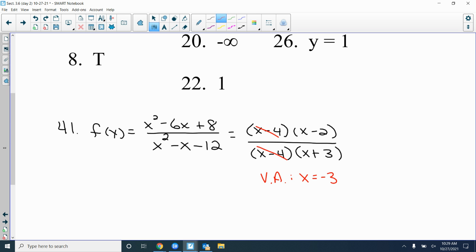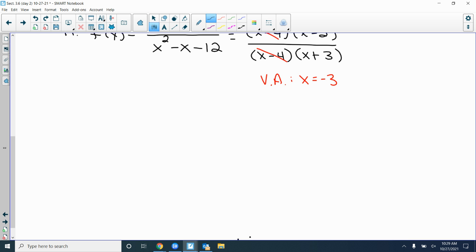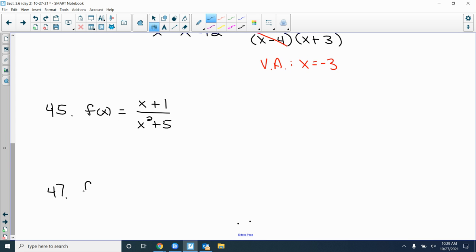All right, horizontal asymptotes, starting with the first: just 45 and 47, right? We'll talk a little bit more about those, but let's at least hit those. 45, Andrew, you got the equation? x plus 1 over x squared plus 5. And how about 47 while we're at it? 2x minus 3 over 3x plus 5.